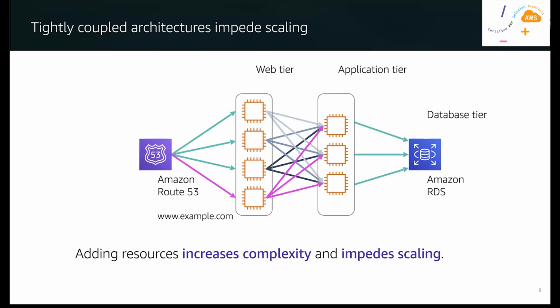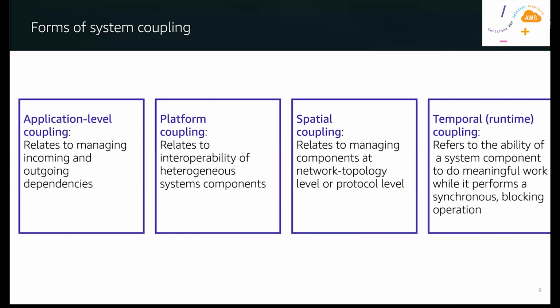So there are multiple forms of system coupling. There is application level coupling, which means the components in the source code are tightly coupled. So inside the application itself, there are pieces of code, a function, that needs and waits for the result calculated by another component or another piece of code.